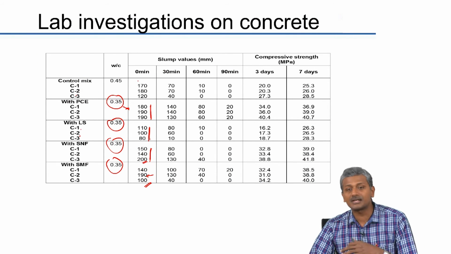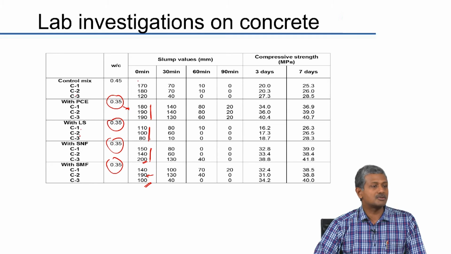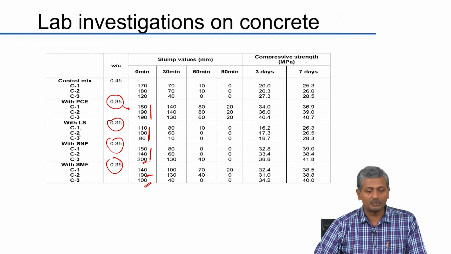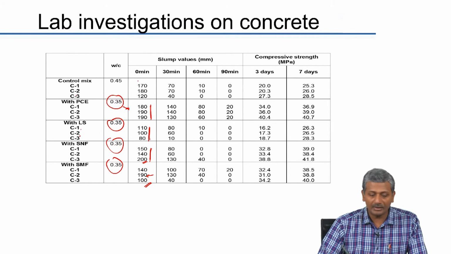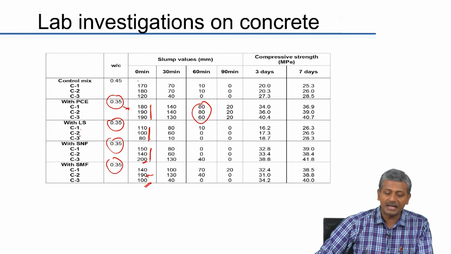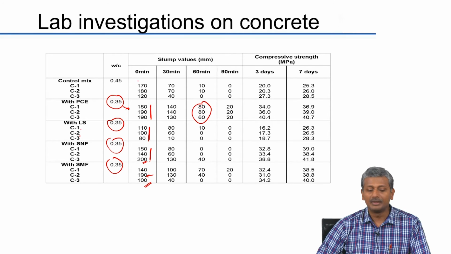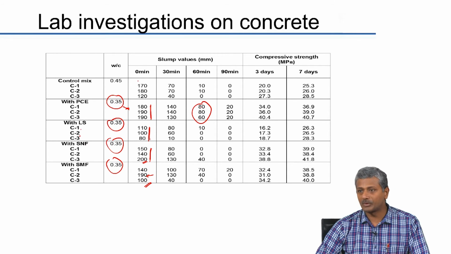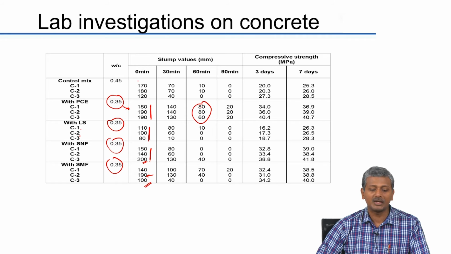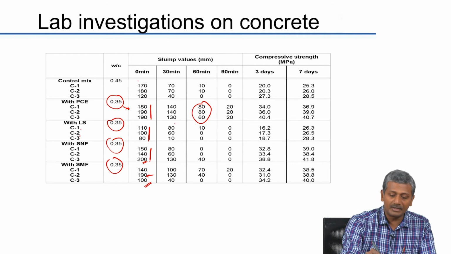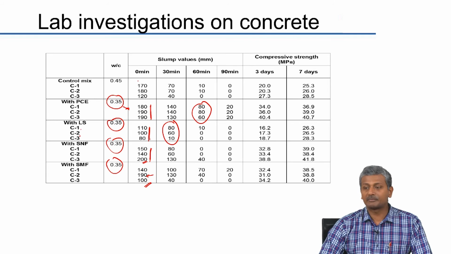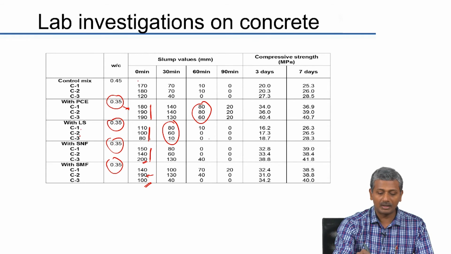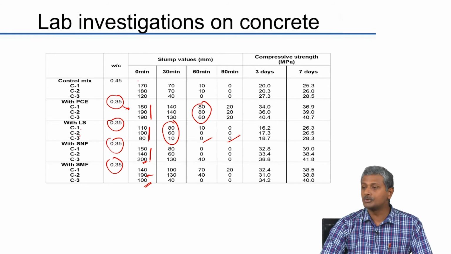What is interesting to see is how this translates into the properties of the concrete after 1 hour. So, we take slump after 1 hour, and the only mixes that had reasonably good slump retention are the ones with the PCE. At 1 hour, you still have about 60 to 80 millimeter slump left in the mixes. With lignosulfonate, even at half an hour, you have substantially reduced your slump. By 1 hour or by 90 minutes, you are down to 0 slump.